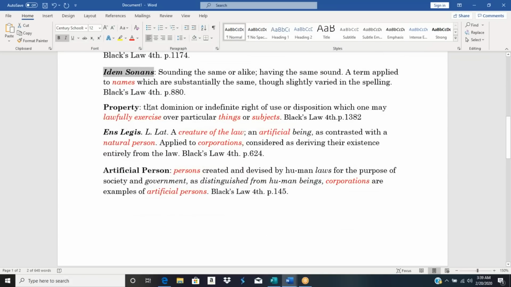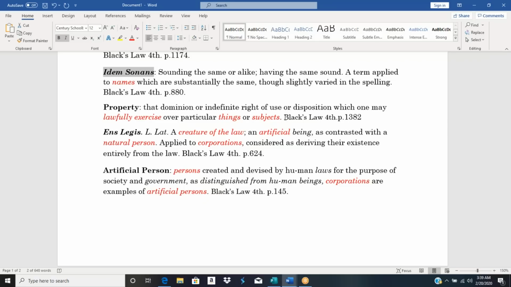And we're going to go into this a little bit. Property: that dominion or indefinite right of use or disposition which one may lawfully exercise over particular things or subjects. Are you someone's property? Are you a particular thing or subject over which something can be lawfully exercised, such as dominion or disposition?